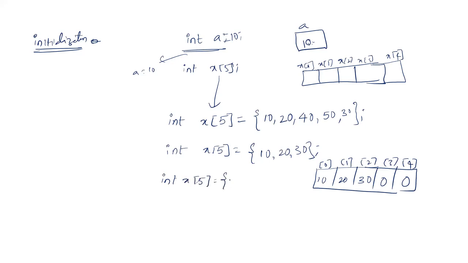Another way of initialization. I'm writing 1, 2, 3, 4, 5, 6. Do we get any error here? I have created only 5 memory locations and I'm assigning 6 values. What happens? Does it give an error? Or if not, what happens? Any guesses? I'm asking for guesses only. Sir, error? Maybe only 5 values may be represented.